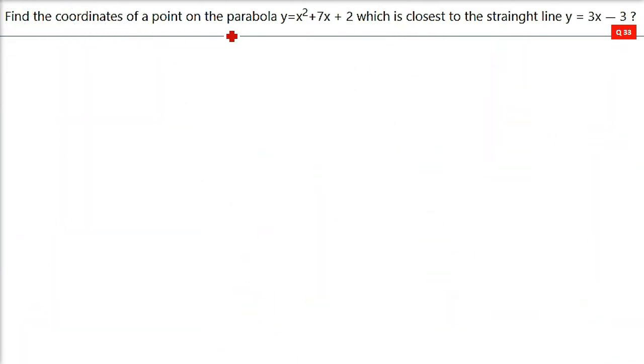Find the coordinates of the point on the parabola. This is the parabola equation, which is closest to the straight line y equals 3x minus 3. Now let me make a parabola. Let it be any shape, because the question can be a parabola, hyperbola, it can be any conic section.